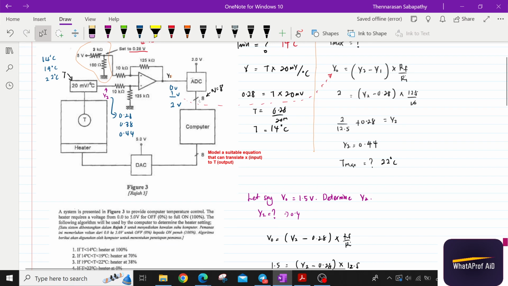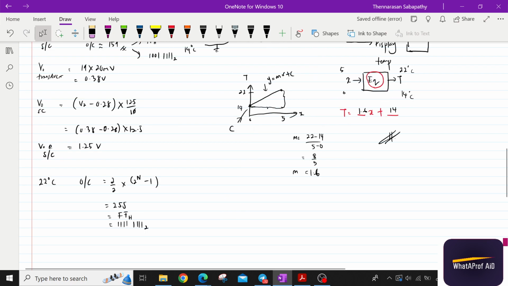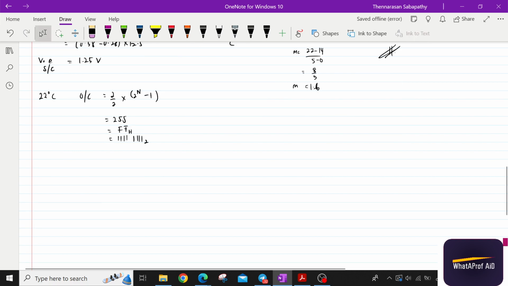So what you will do is go in reverse. From this output code, you will find the input, and from the input you will find this V2, and from V2 you will find the temperature. So many steps, it's actually not easy. So I think we can try. All of these questions can become your question in your final exam.